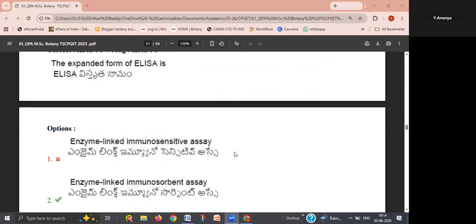For detecting the antigens, ELISA is an immunological detection test. Antibodies are linked with enzymes such as phosphatase. It produces some color reaction, so based on the color, they estimate the quantity of the antigens.